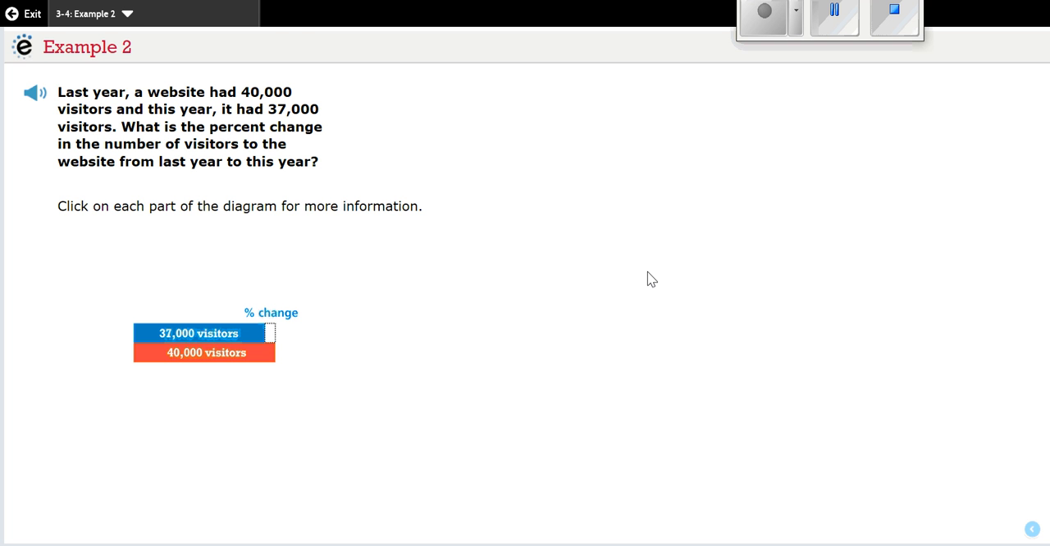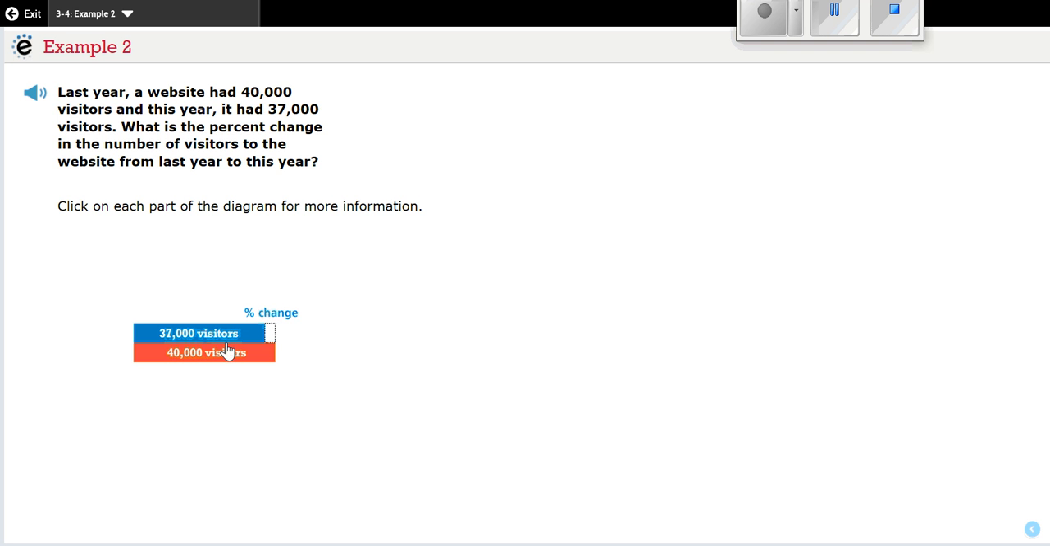Example 1 walked you through using our part equals percent times whole idea to work with percent change, as that's our focus of this lesson. Today we're going to continue working with that in example 2, but this time we're going to see a slightly different scenario. Last year, a website had 40,000 visitors. This year, they had 37,000. What is the percent change in the number of visitors to the website from last year to this year?